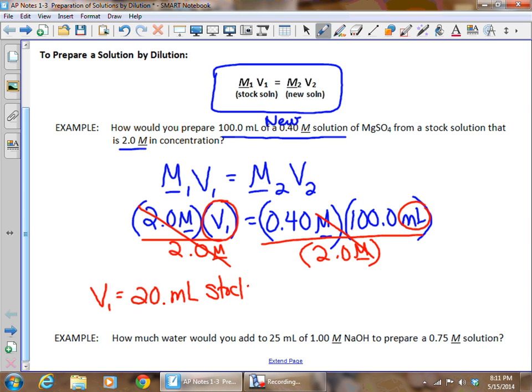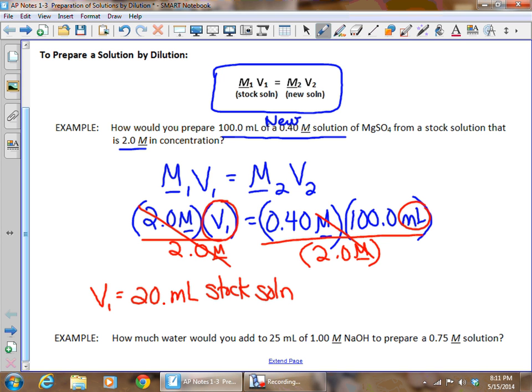Now, here's the deal. You have to be real careful on the AP test. It says, how do you prepare this new solution? If I get 20 milliliters of this stock solution, and SOLN is a common abbreviation for solution, by the way, and I pour it into a container and set it down on the table, I sure as heck don't have my new solution. So I have to dilute it. What am I going to dilute it with? Well, think about it. If I have 20 milliliters of stock solution and I need 100 milliliters of my new solution, then how am I going to get that?